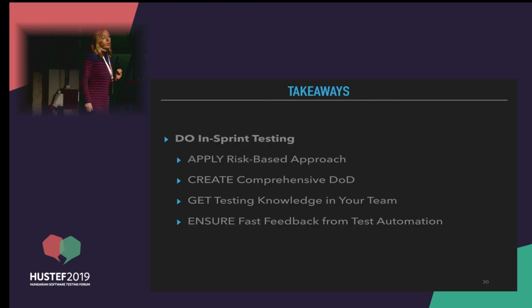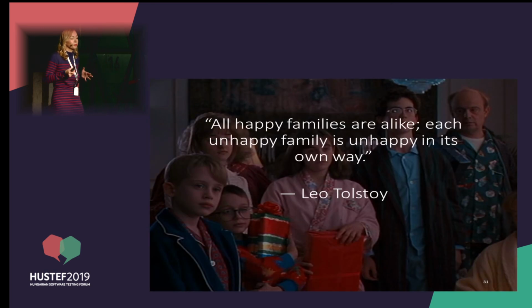The major takeaway from this presentation should be that if you are doing Scrum, you try to do in-sprint testing. And there are some recommendations that can help you to achieve this goal. Apply a risk-based approach. Create a comprehensive definition of done. Get testing knowledge in your team. Ensure fast feedback from test automation.